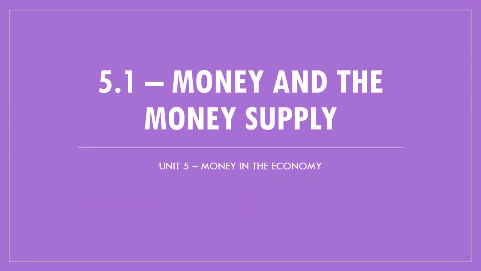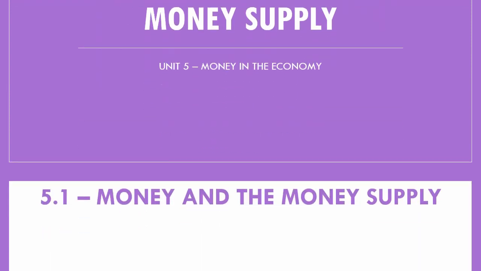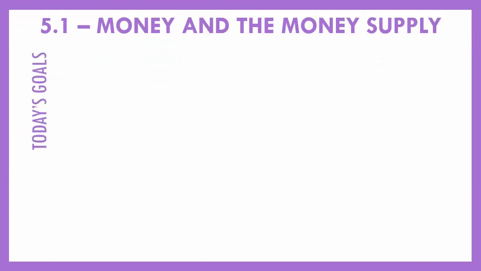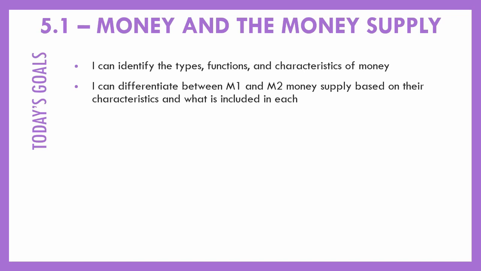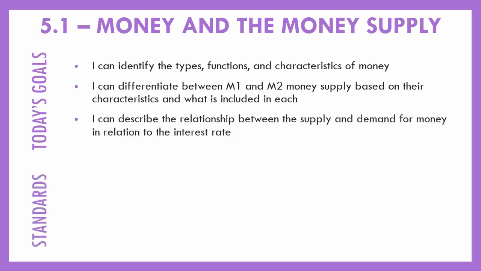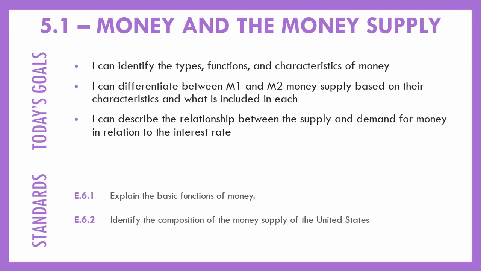So here we have 5.1 talking about money and the money supply in this unit 5, which is just money in the economy. So in 5.1, we're going to talk about a few different things. First of all, types, functions, and characteristics of money. We're also going to talk about two different money supplies, the M1 and the M2. We're going to differentiate between those based on what they include and their characteristics. And then finally, we're going to describe the relationship between supply and demand for money and how that relates to what we call the interest rate.